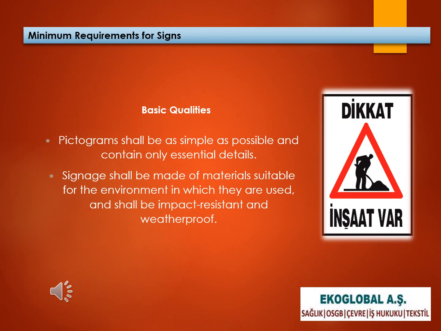Minimum requirements for signs. Basic qualities. Pictograms shall be as simple as possible and contain only essential details. Signage shall be made of materials suitable for the environment in which they are used and shall be impact-resistant and weatherproof.